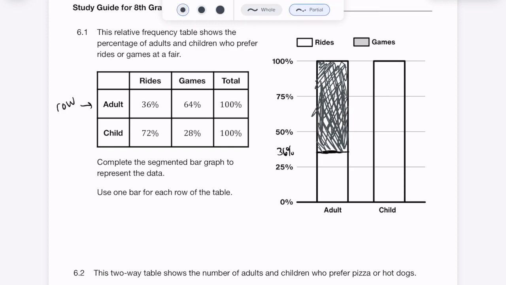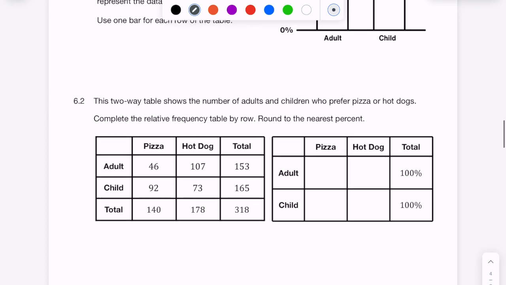And then we're going to do the same thing for the children. We have 72% of children prefer rides, so that's going to be close to 75%, but not all the way there. And then that leaves 28% who say they prefer games, and we're going to shade in gray, with your pencil, the amount that prefer games, the percent that prefer games. Great. All right, that's all it is for that one.